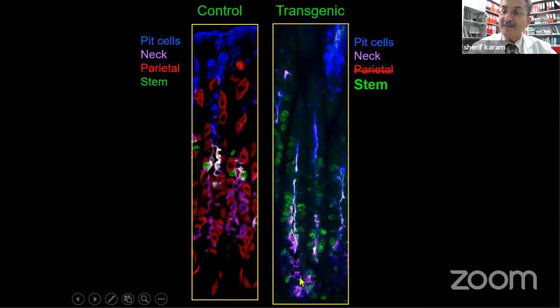So it seems that we have amplified the progenitor cells, which made me extremely excited because these are the cells that are very few and difficult to identify. So when they are amplified, when they increase, you can study them much better. You can use them for many experiments. And this is what we did, as I will show you in a few minutes.